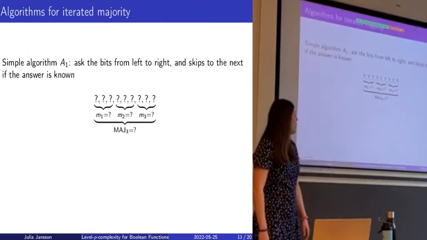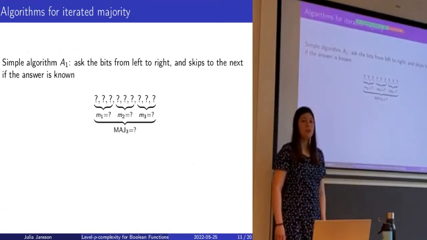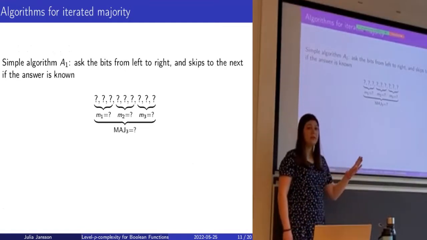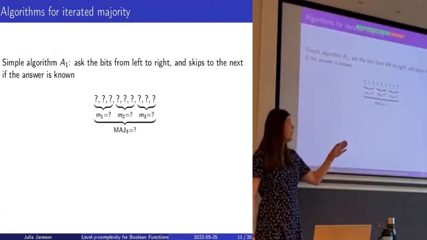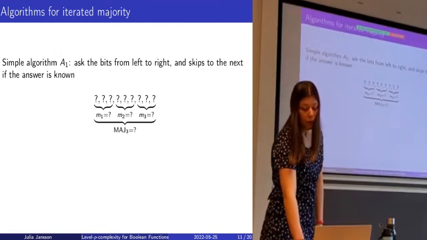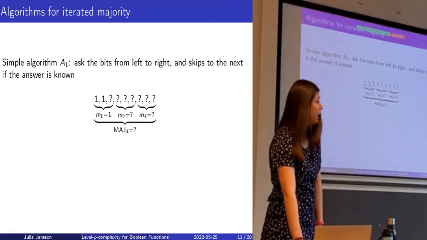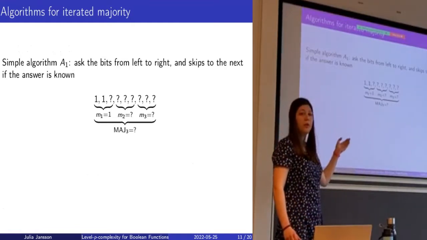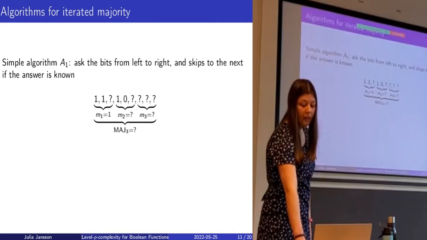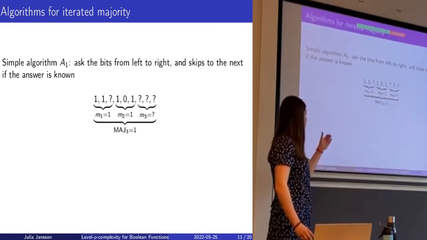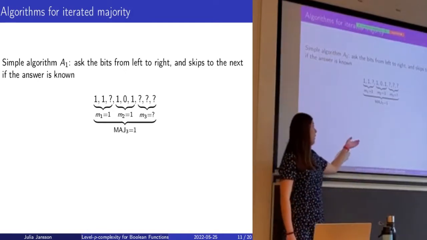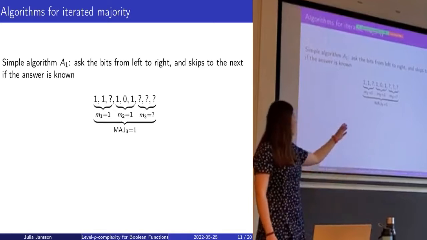And then we go through some different algorithms for querying the bits for iterated majority. So first we take the simple algorithm, which is asking the bits in order, and they go to the next block if they already know the block majority. So first we start by asking 2 questions. And in this case, both of the bits are 1, so we know that the majority is 1. We go to the next block. And in this case, we have to ask all 3 questions. So M2 is 1. And this means since both M1 and M2 is 1, that the output is also 1, without having to ask the rest of the bits.